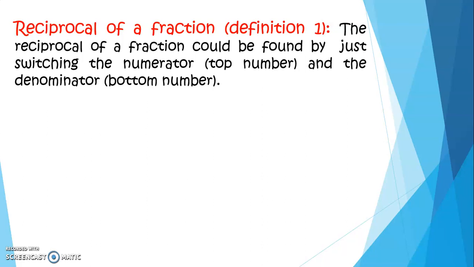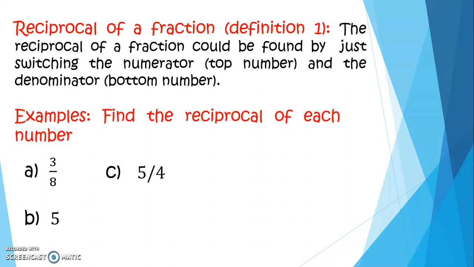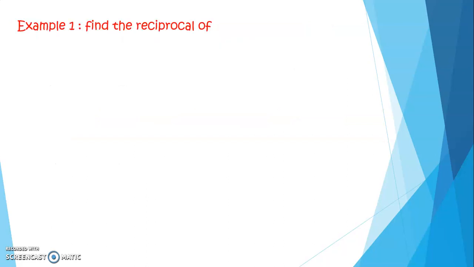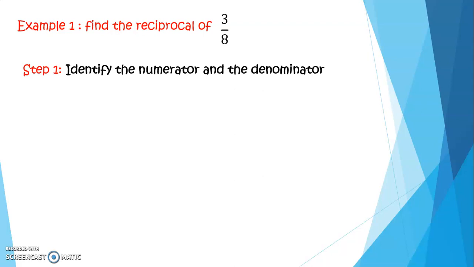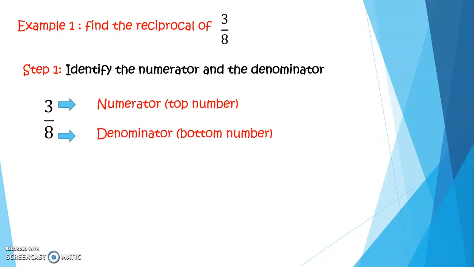And I'm going to show you this with an example, or better, three examples. Let's start with the first one. We want to find the reciprocal of 3 over 8. In the first step, we identify the numerator and the denominator of our fraction. We have seen this in the classroom, and this is going to be very easy: the number on the top is called the numerator, and the number on the bottom is called the denominator.